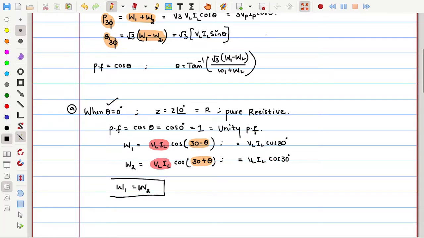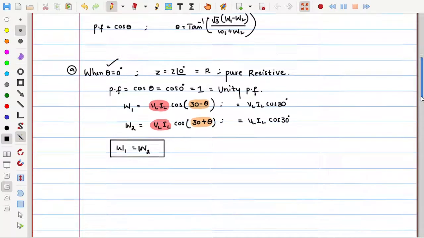So you can draw many conclusions out of this. If the wattmeters have equal readings, you can say the load is resistive. If the wattmeters have equal magnitudes, it means the power factor is unity. Like that you can conclude many things. Okay, it is just a simple observation.